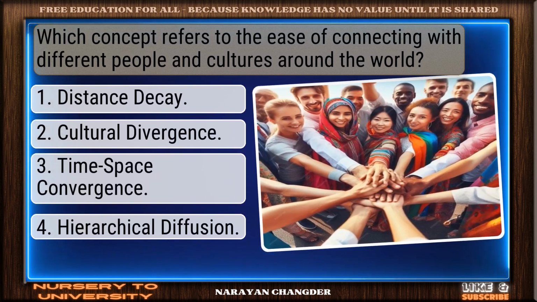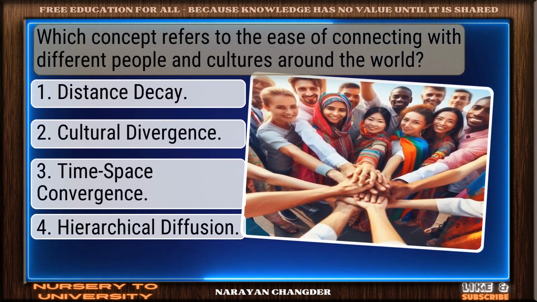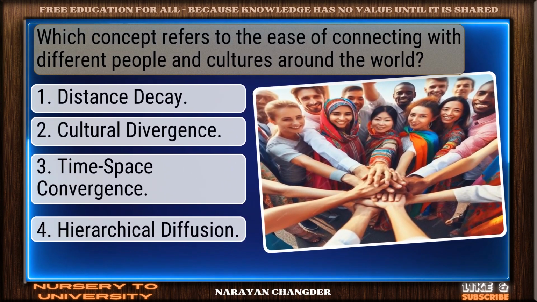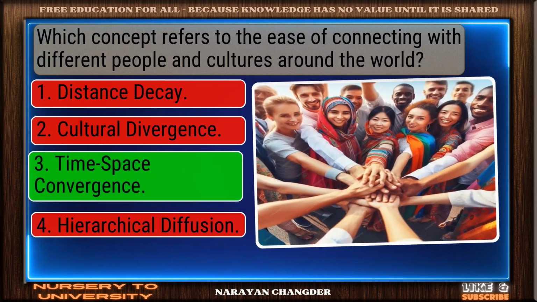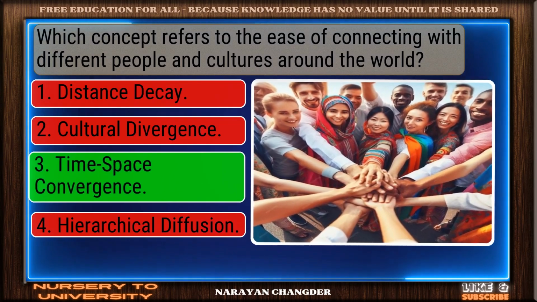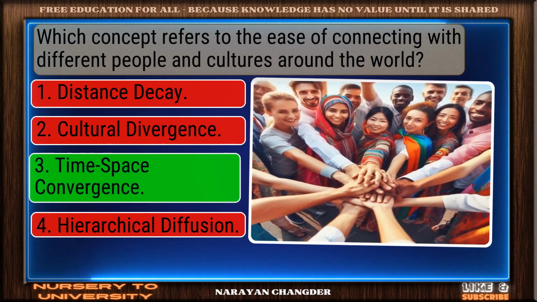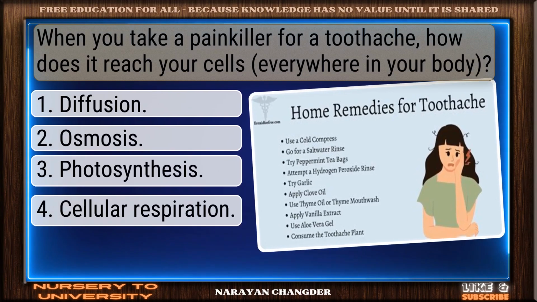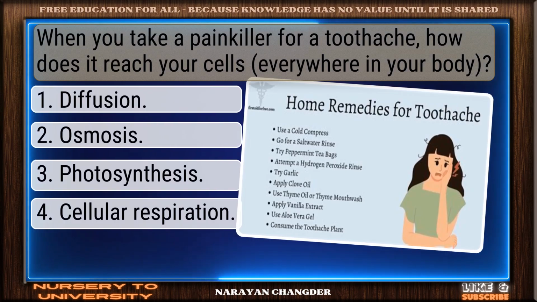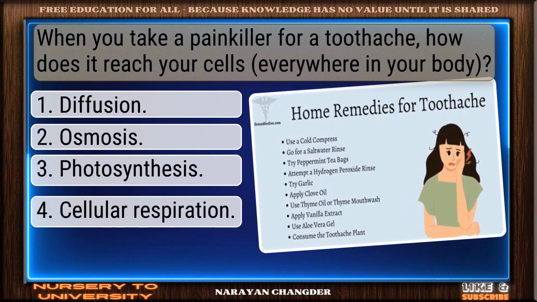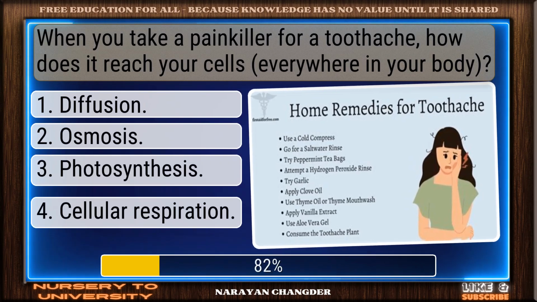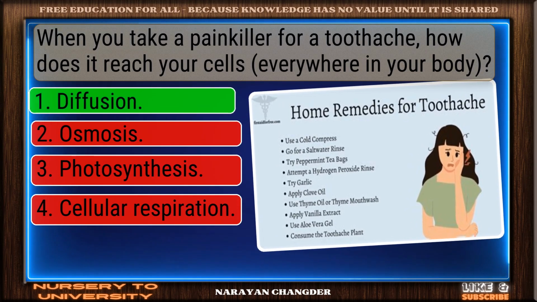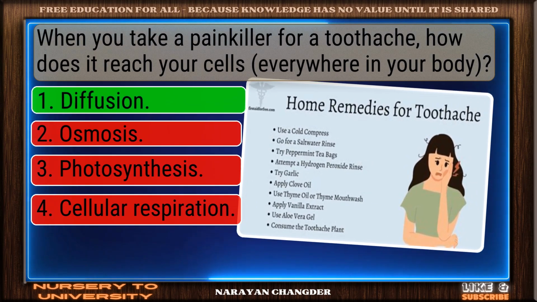Which concept refers to the ease of connecting with different people and cultures around the world? Good thinking. Time-space convergence is the right answer. When you take a painkiller for a toothache, how does it reach your cells? Right again. Diffusion is a valid answer.